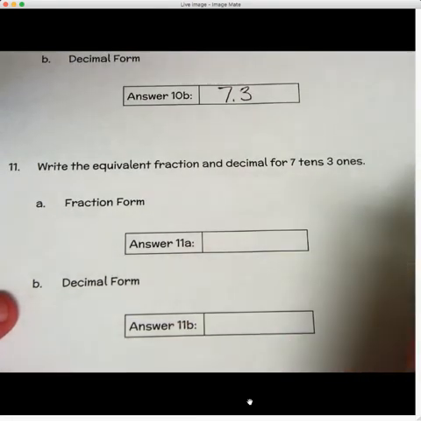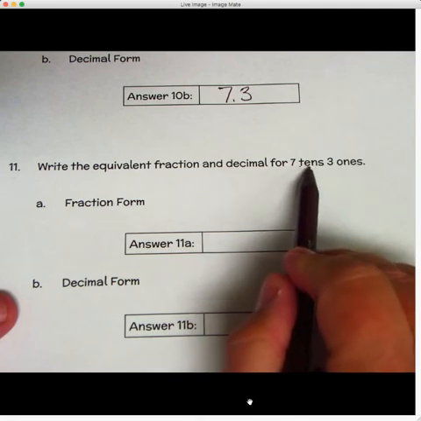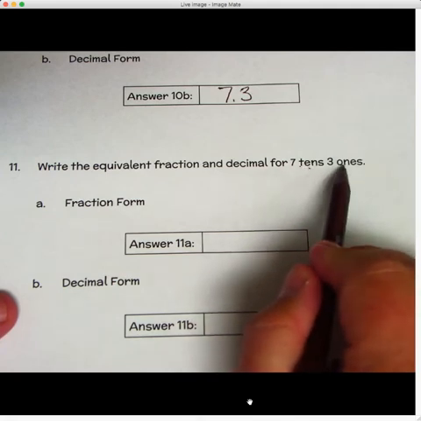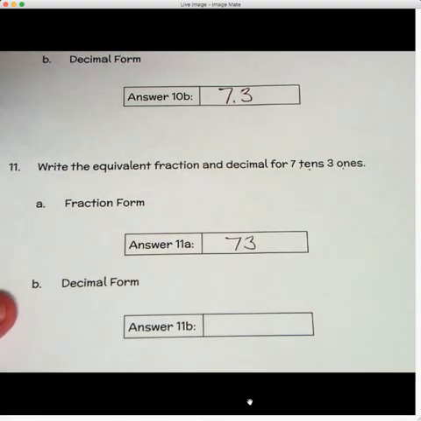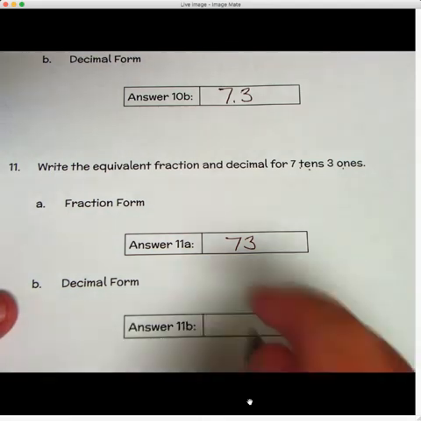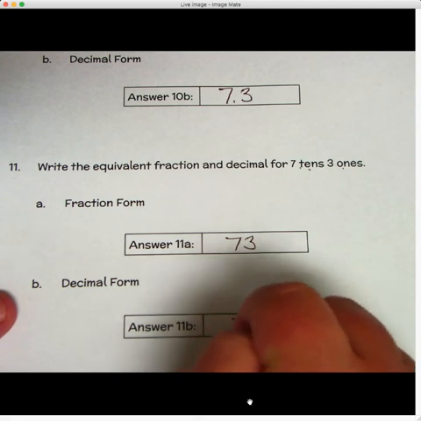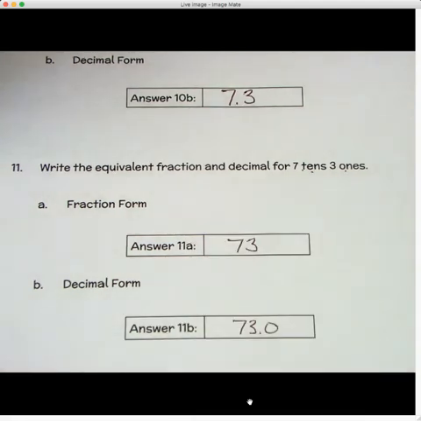Uh-oh, it's going to trick us again. 7 tens, 3 ones. Fraction form? There's no fraction. 7 tens, 3 ones is just 73. Decimal form. 73, we could say 73.0 if we wanted to. Okay. All right. So be careful in those last few. It might try to trick you, but just think about place value and you'll get it.